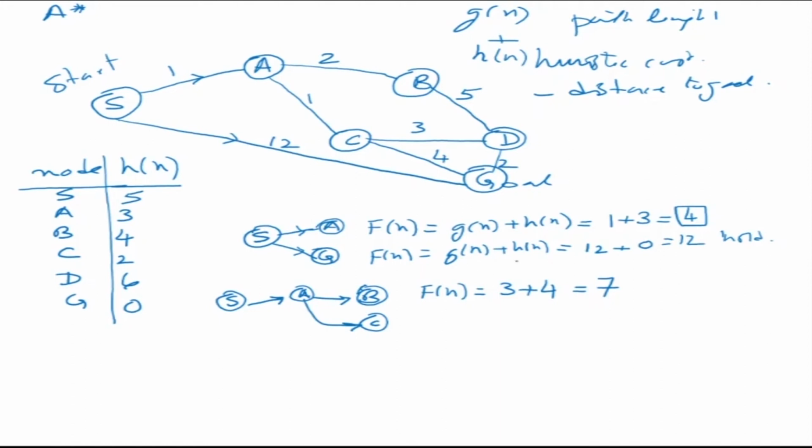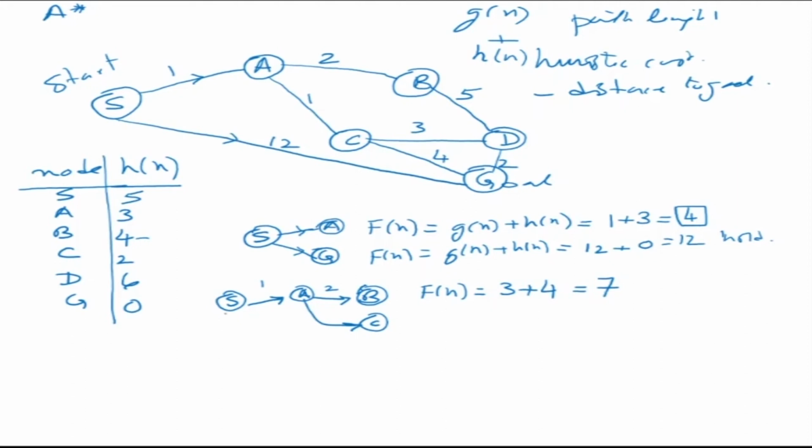Now, how did I get 3? To come to B, from S to A it is 1, then from A to B it is 2, right? That is the path length. So Gn is equal to 3. To come from S to A to B it is 3 plus 4. 4 is the heuristic cost, which is here, which is 4. So total I get is 7.